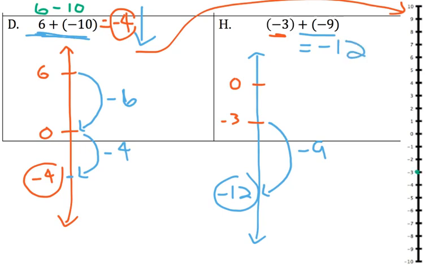And over here, that would have looked like starting at negative 3 and going down 3, 4, 5, 6, 7, 8, 9, which would be 2 more, which would be negative 12. And this problem could have been rewritten like same starting point, but then down 9 is the same as plus negative 9.